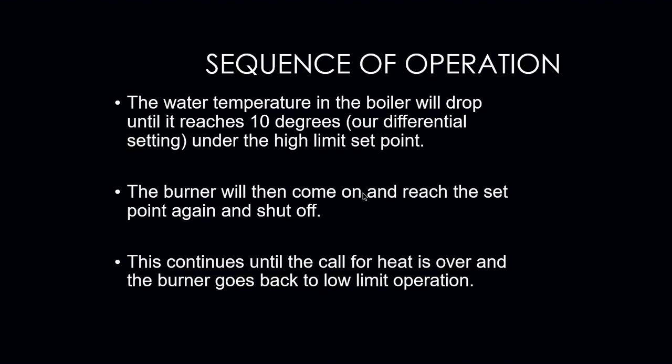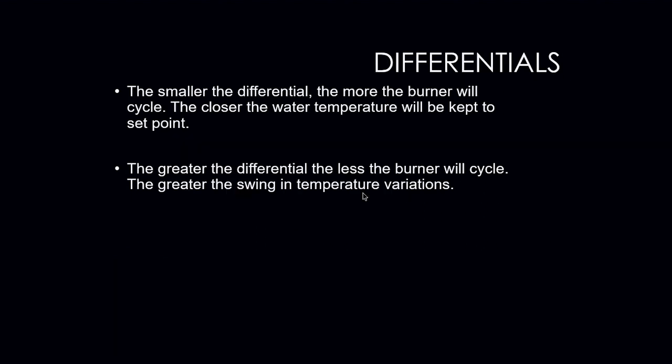The burner will then come on again and reach the set point again and then shut off. That is now going to continue until the heating cycle is over and the thermostat satisfies. And once that happens, the burner is going to go back down to the low limit operation, again of 160 degrees.